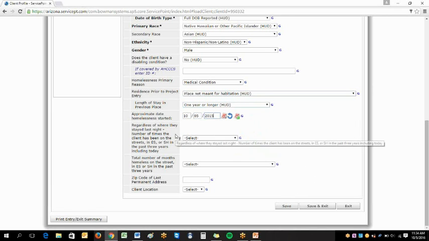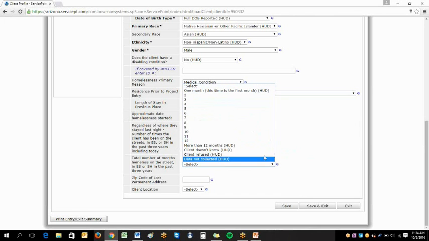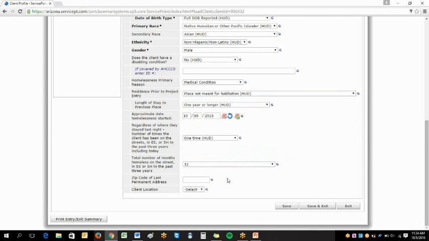Regardless of where they stayed last night, we need to know the number of times the client has been on the streets, emergency shelter, or safe haven in the past 3 years, including today. Your client reports that this has been 1 continuous time of homelessness. Then you have the question, the total number of months homeless on the street, in emergency shelter, or safe haven in the past 3 years. And we will select 12.